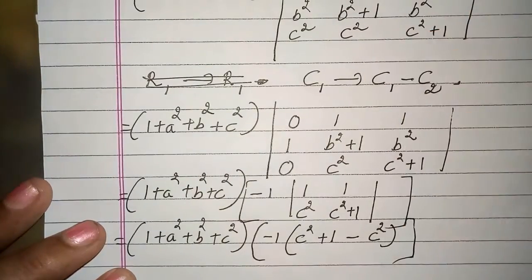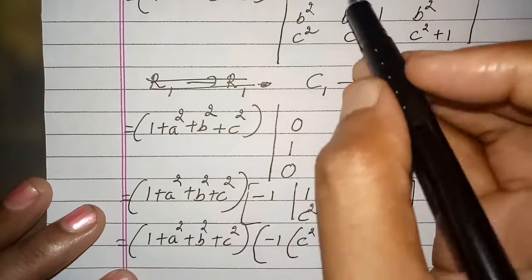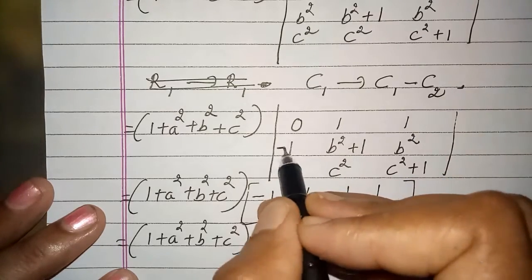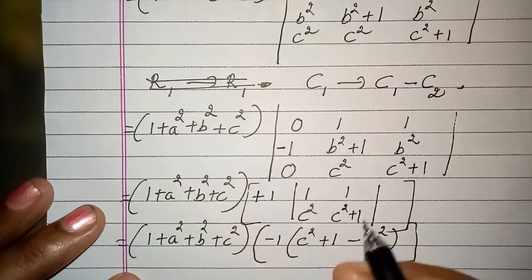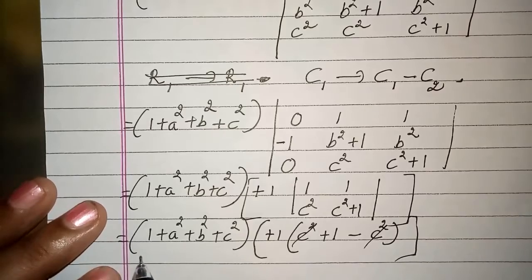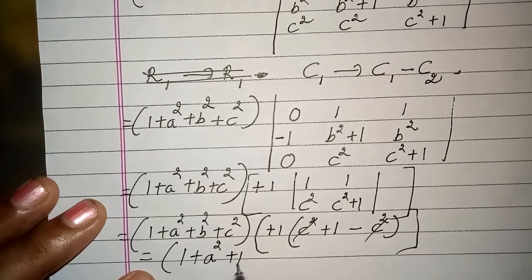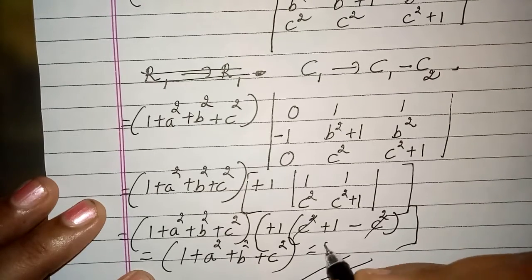Okay, children, just see here, C1 minus C2, no, B square, and here it will be minus 1. Yes, so this minus and this minus, already the position will give me plus 1. Now C square will get cancelled. So I have this value as 1. So it is 1 plus A square plus B square plus C square, which is nothing but my RHS.